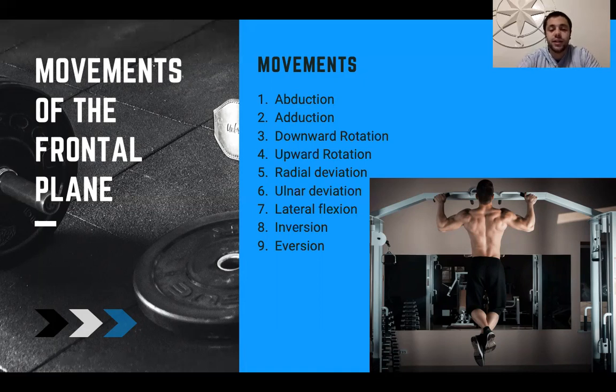Inversion and eversion occur at the ankle. So inversion is typically the most common way in which we sprain our ankles, and what's happening there is when the bottom of our foot rolls inwards, or where the bottom of our foot faces the other foot. All right. Eversion is the opposite of that, where the bottom of our foot ends up facing away from the rest of our body.